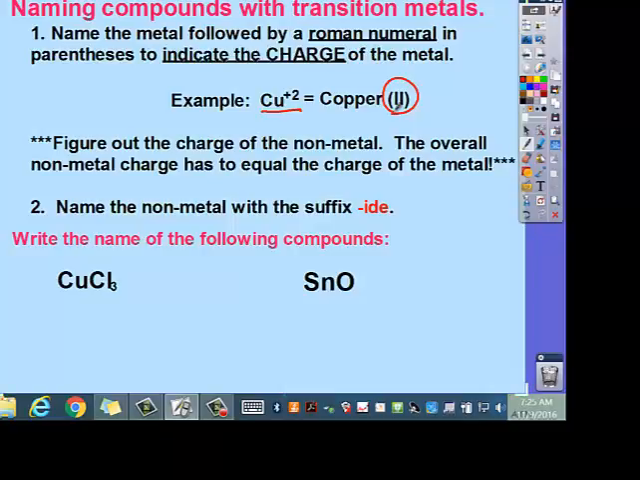Figure out the charge of the metal and the nonmetal. Name the nonmetal with the suffix ide and write the name of the following compounds. So try to do the next 2.